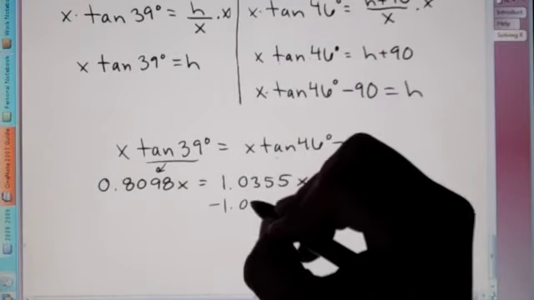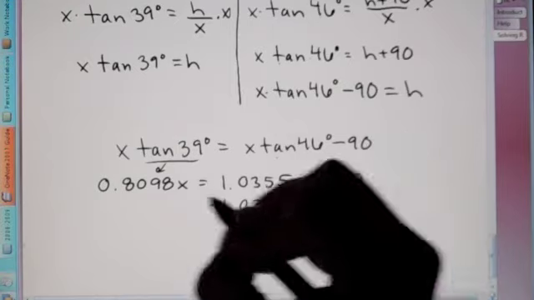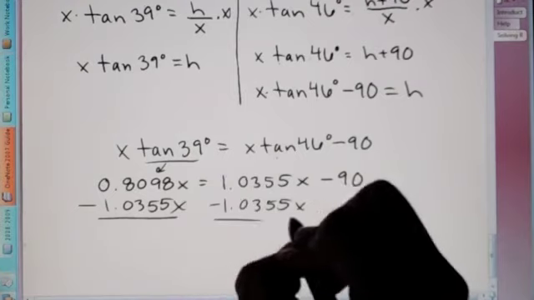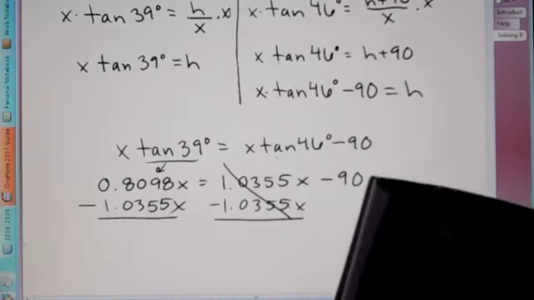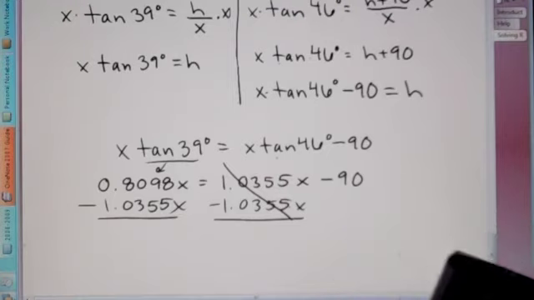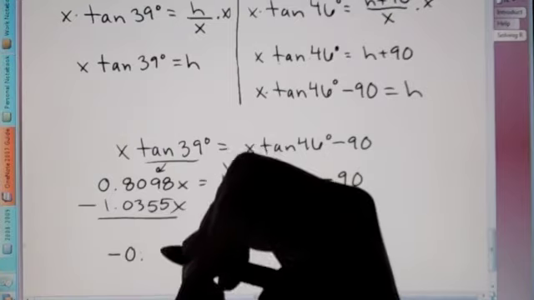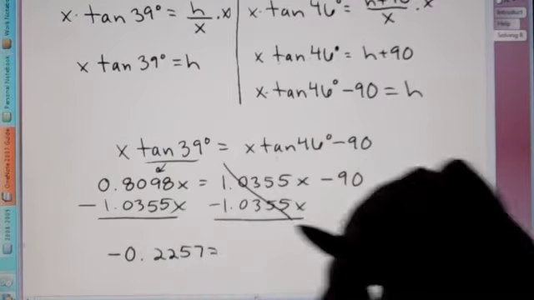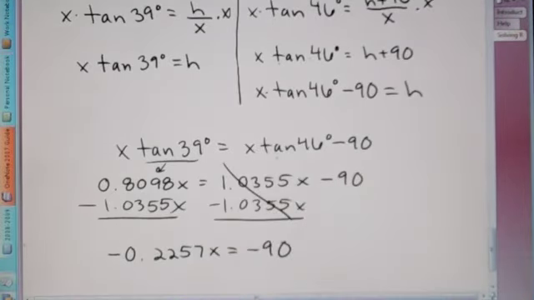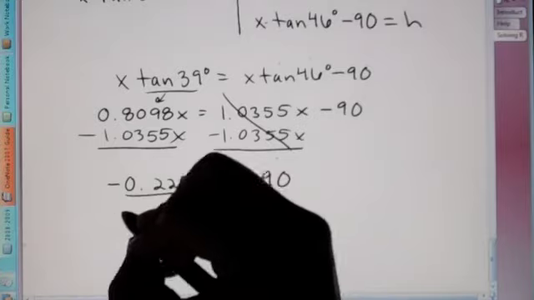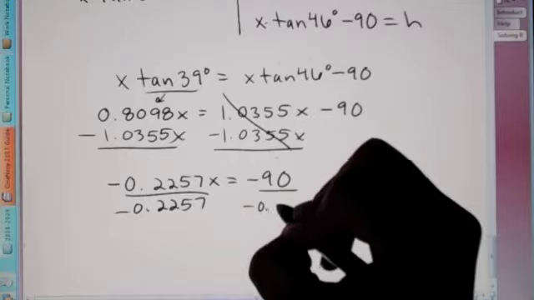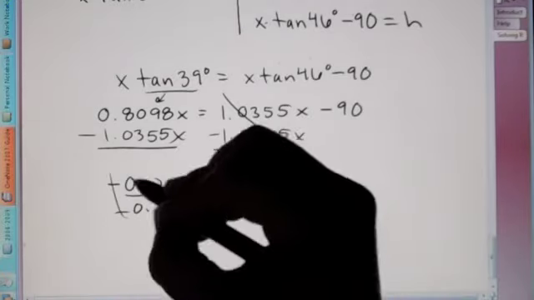Okay, so now what we can do here is let's move this way. Subtract the 1.0355x. That cancels out, so we have 0.8098 minus 1.0355. We're left with negative 0.2257x is equal to negative 90. So our last step to solve for x is to divide by negative 0.2257. The negatives cancel out, which makes sense.